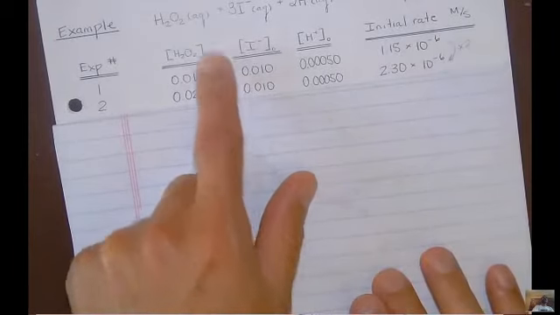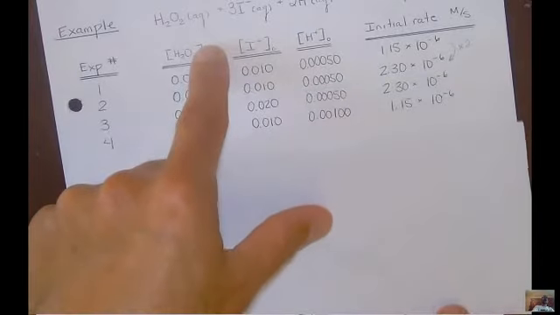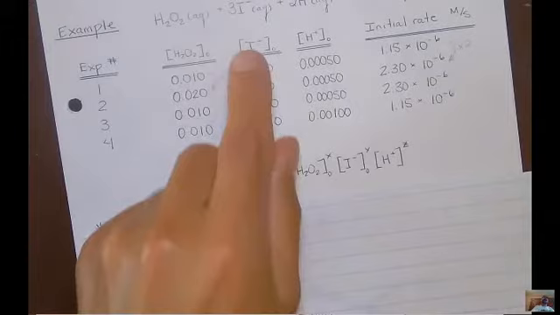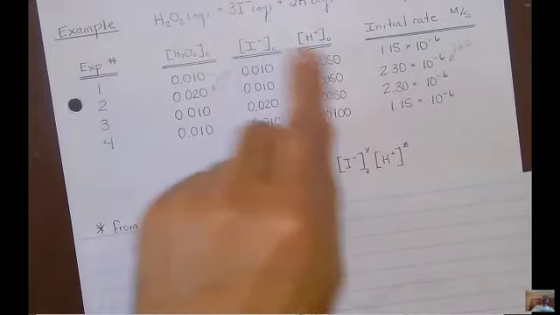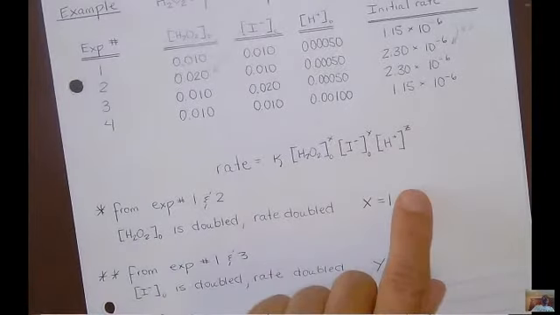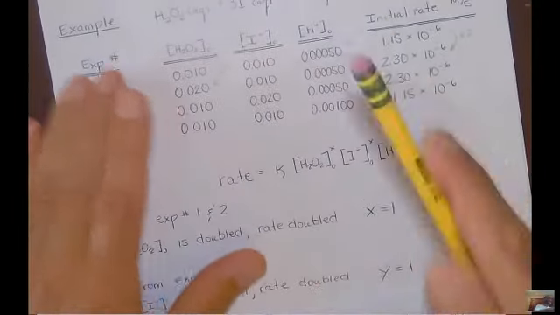Okay? So we've just figured out that for our rate law, X is a big fat 1. It's first order because I doubled the concentration, I got a doubling in the rate. Boom. First order. So now X is done.